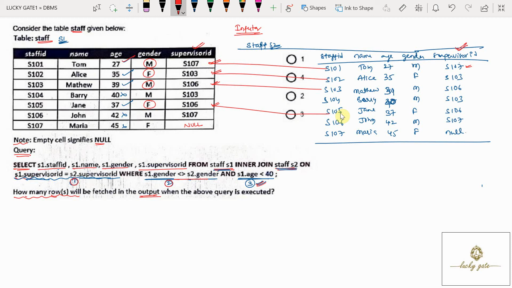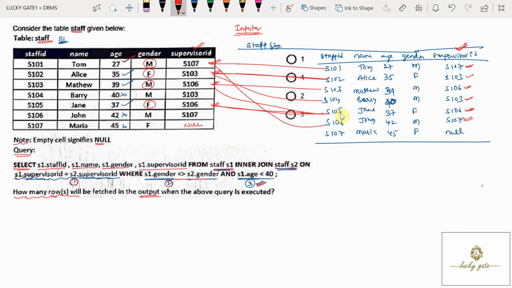Here you look, because supervisor IDs are being compared. S107 matches with this and also matches with this tuple, because in this tuple also S107 is there. S103 is for this one and also for this tuple. Why? Because for this tuple also 103 is there. And S106 is for this and also for this tuple, 106. And 106 is for this, true. Okay, these are the combinations. So how many combinations? 1, 2, 3, 4, 5, 6, 7 combinations.